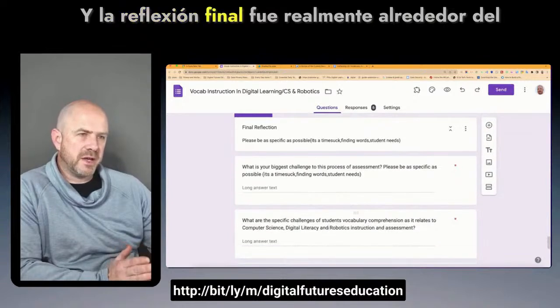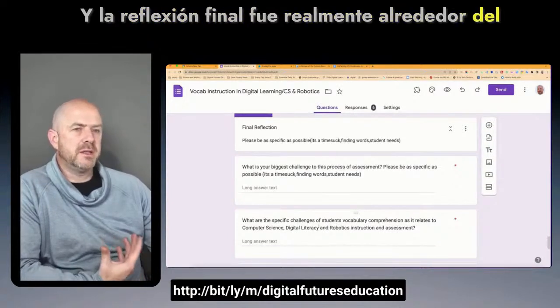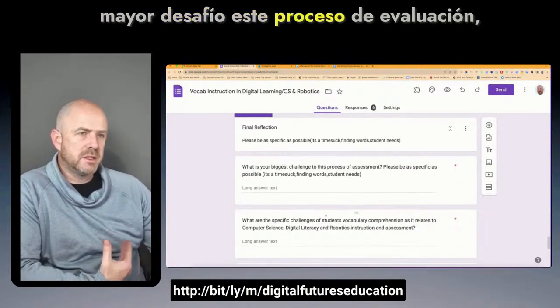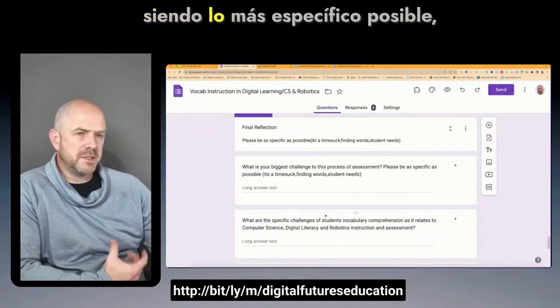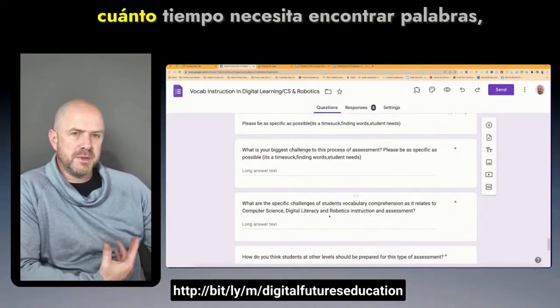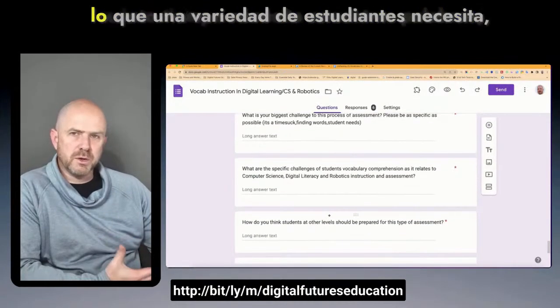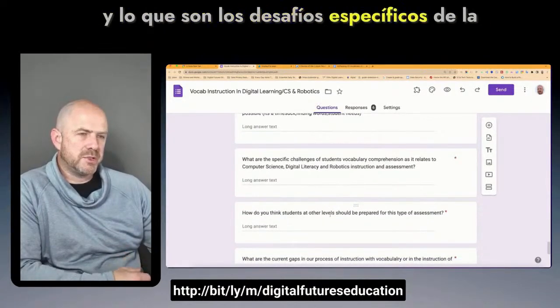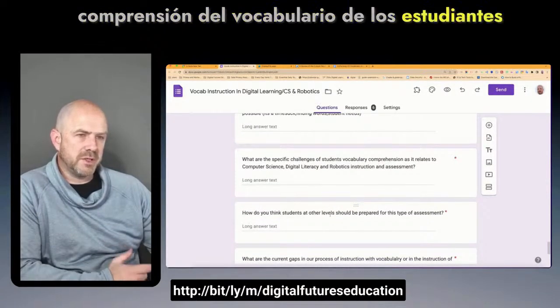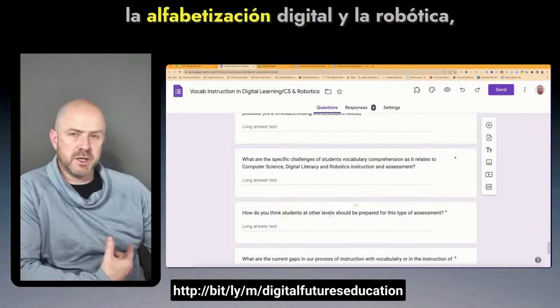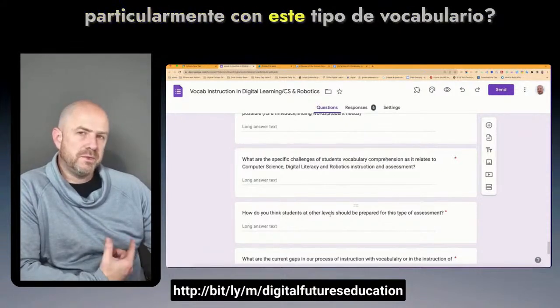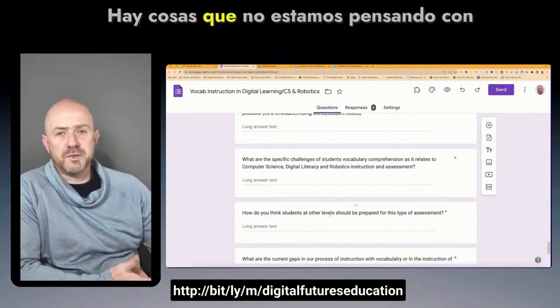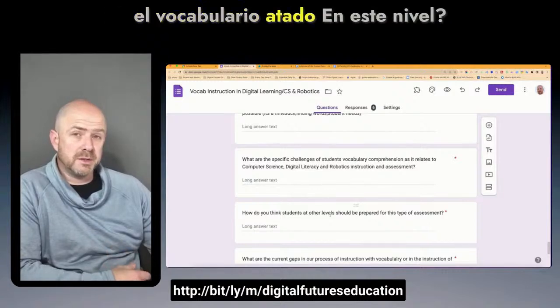And the final reflection was really around the biggest challenge of this process of assessment, being as specific as possible, how much time it takes, finding words, what are a variety of student needs, and what are the specific challenges of students' vocabulary comprehension as it relates to computer science, digital literacy, and robotics, particularly with this type of vocabulary. Are there things we're not thinking about with the tiered vocabulary at this level?